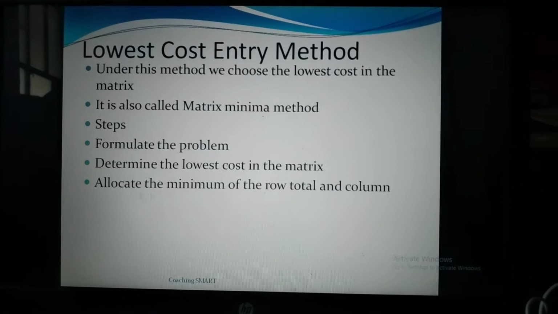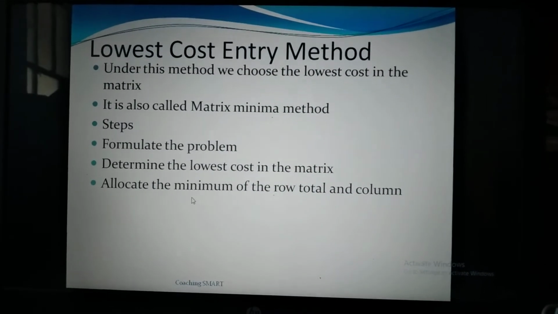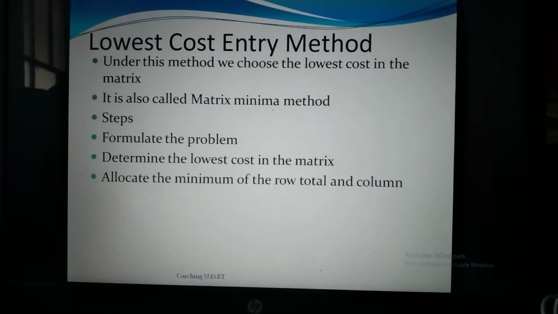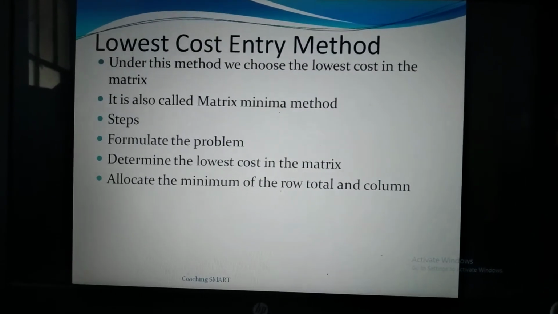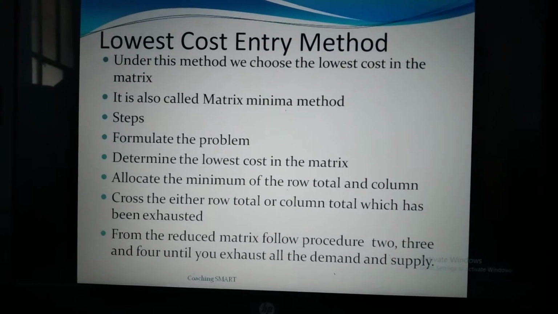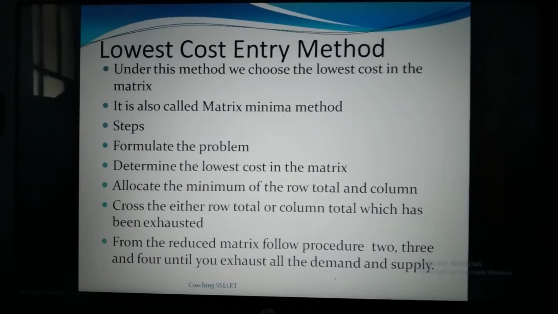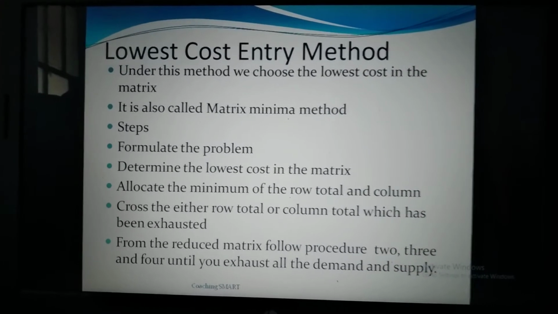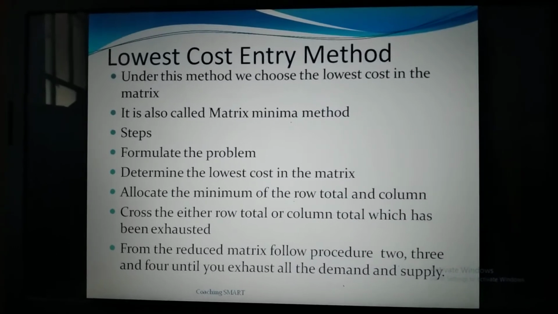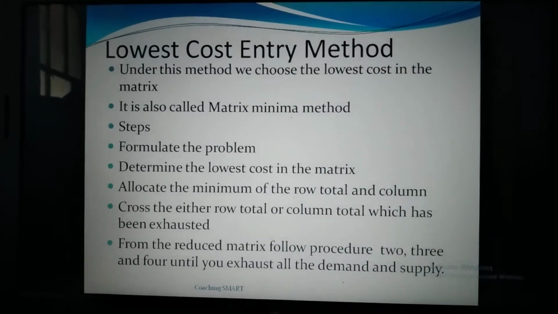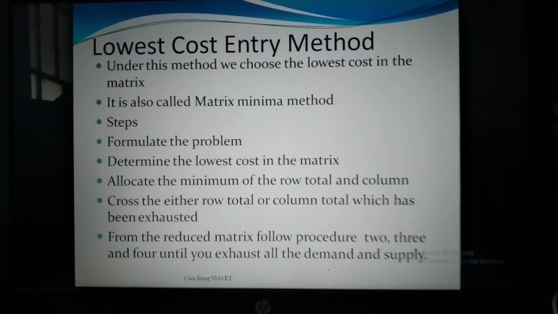Formulate the problem. 2. Determine the lowest cost in the matrix. 3. Allocate the minimum of the row total and column total. 4. Cross out either the row total or column total which has been exhausted. Then finally, from the reduced matrix, follow procedures 2, 3, and 4 until you exhaust all the demand and supply.